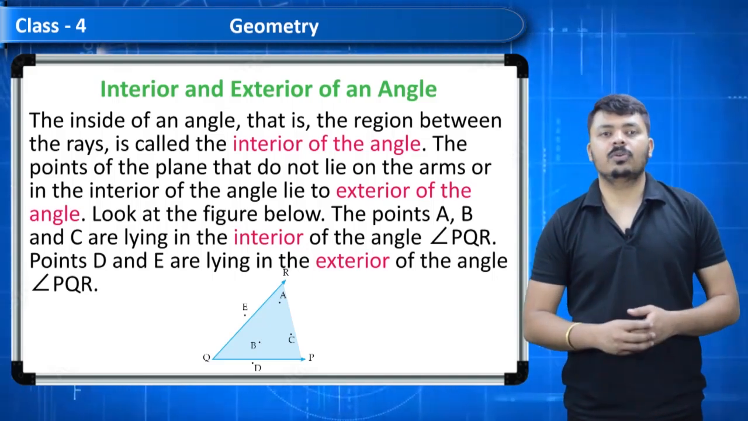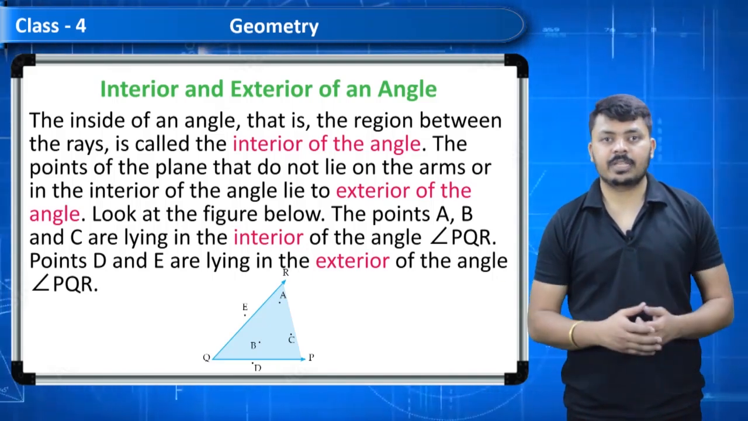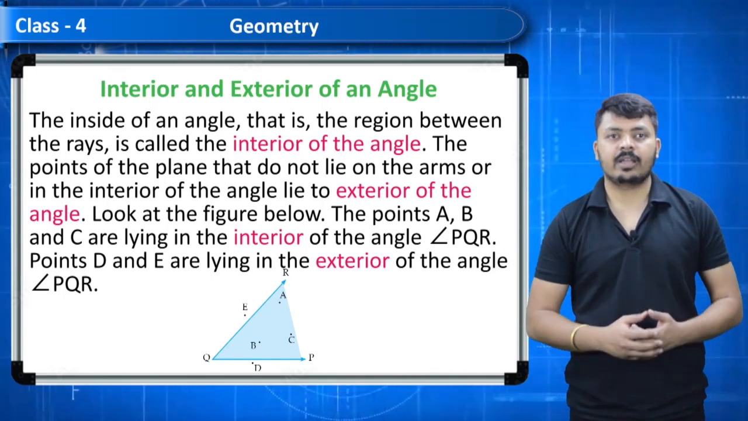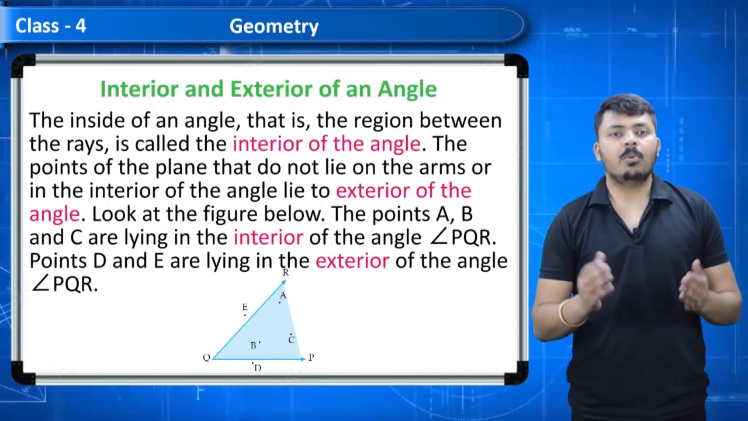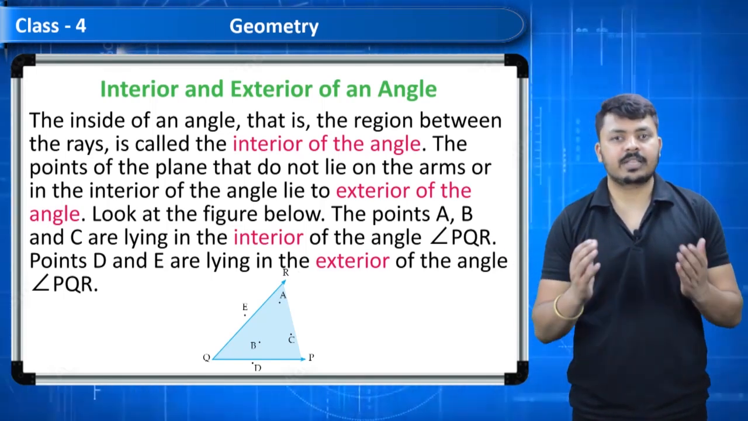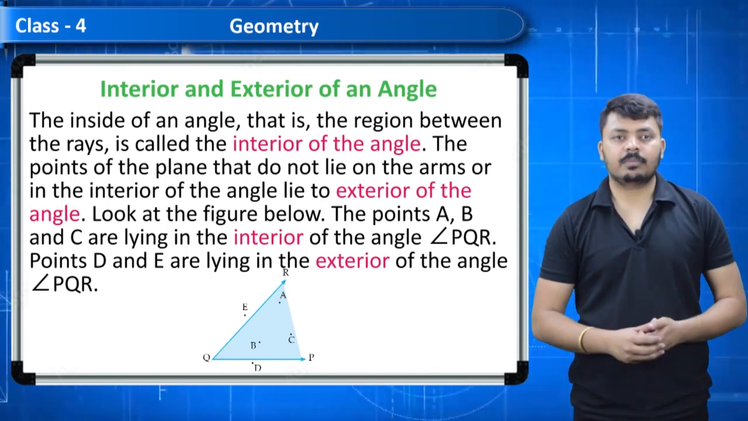Look at the figure below. The points A, B and C are lying in the interior of the angle PQR. Points D and E are lying in the exterior of the angle PQR.